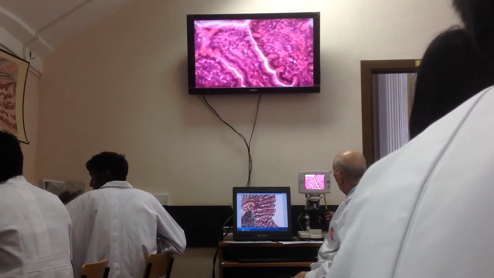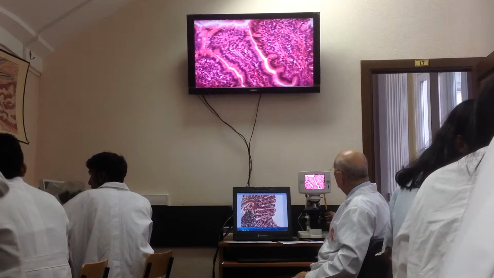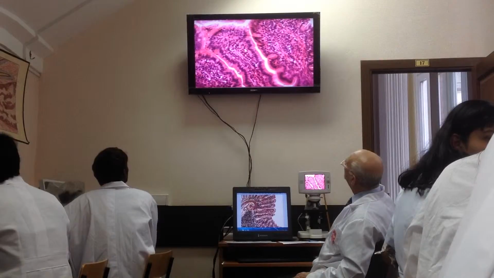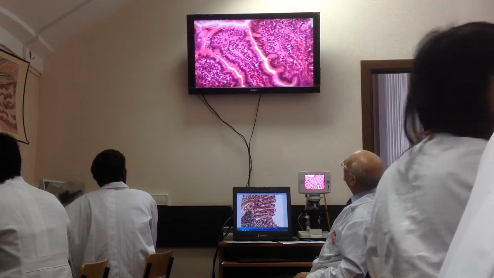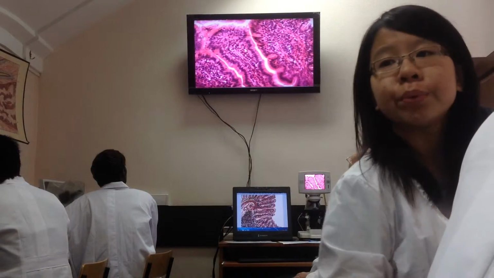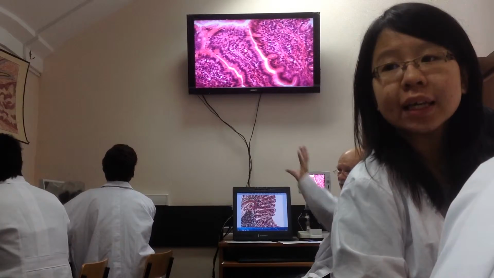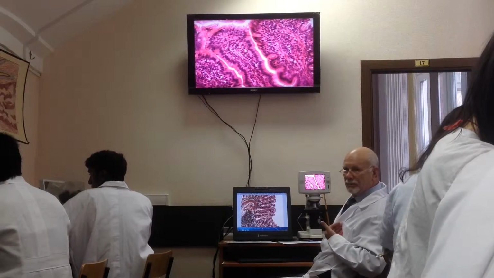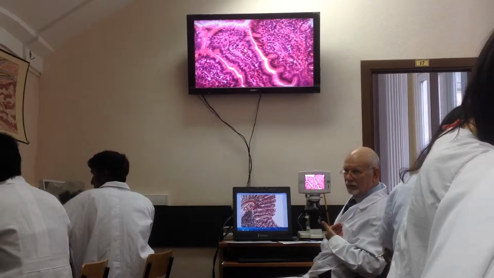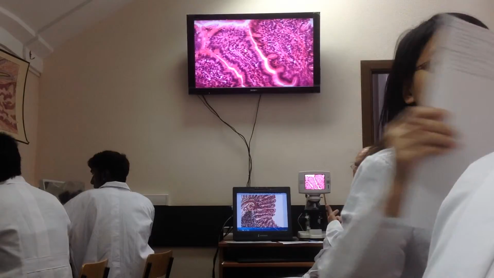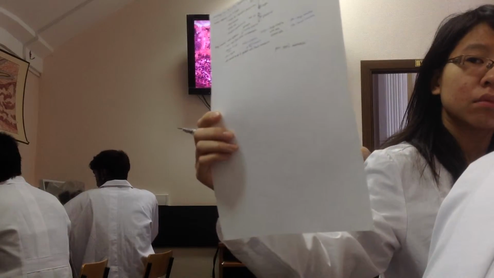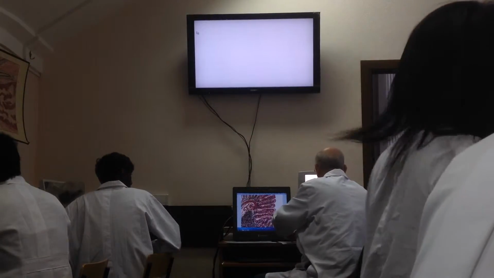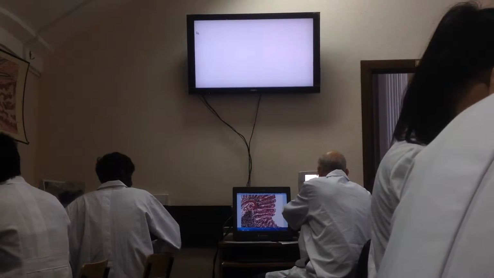But goblet cells in this epithelium, less so. See? Single, rare, vesicle-like cells are scattered along the layer. Yeah? So it's small intestine. And the first slide or second, another slide demonstrates the morphology of the large intestine.